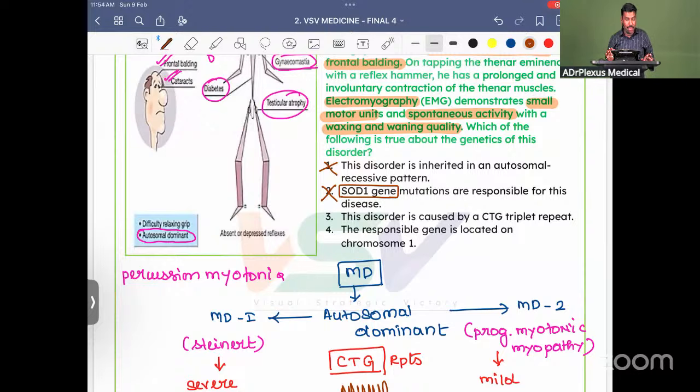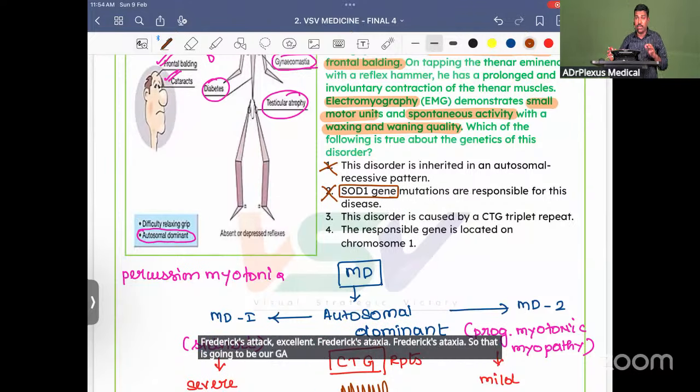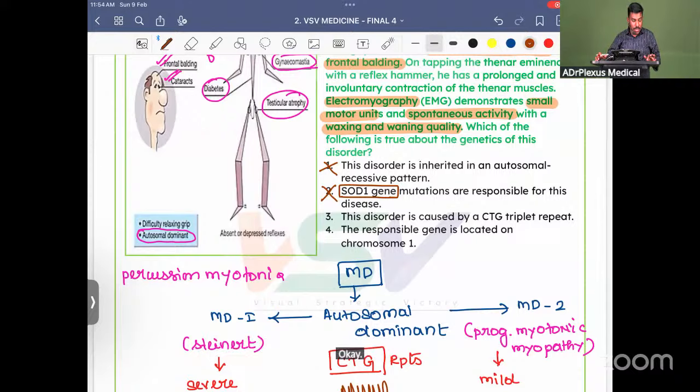Friedreich's ataxia. So that is going to be our GAA repeats. GAA repeats. Very good. Now, the next one is going to be our chromosome.